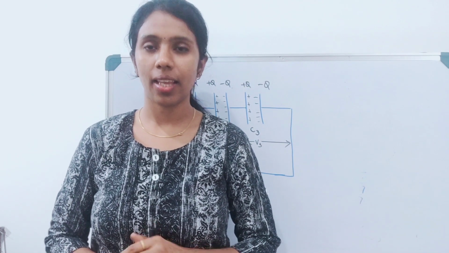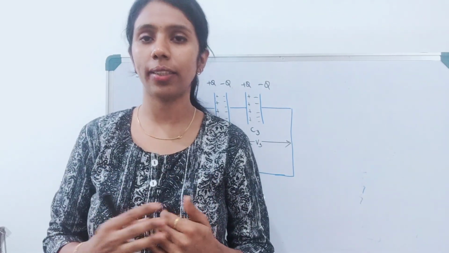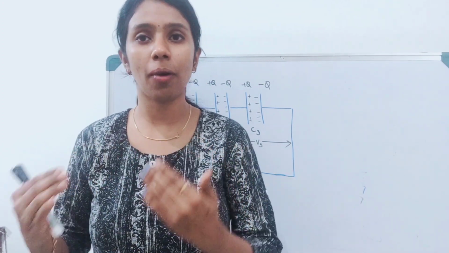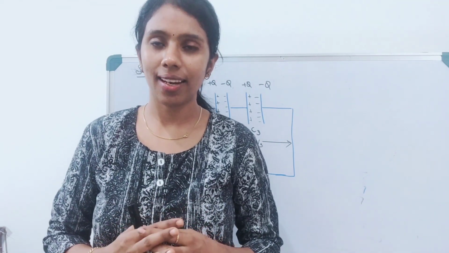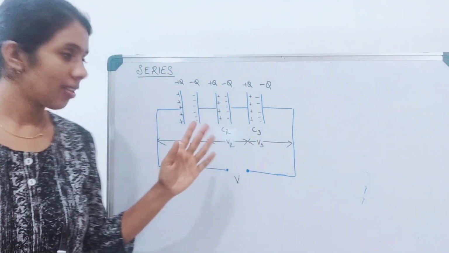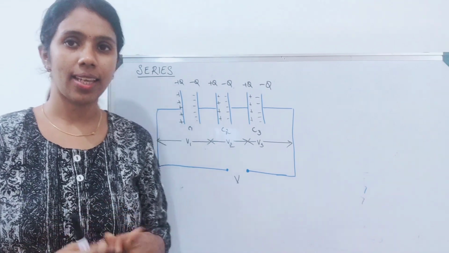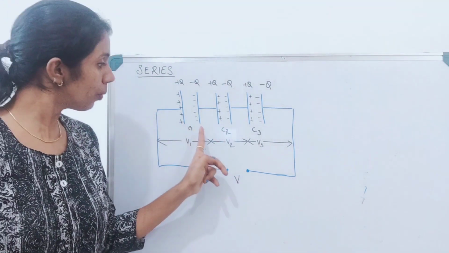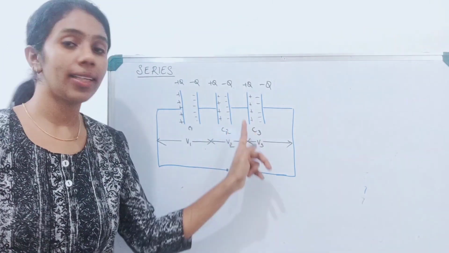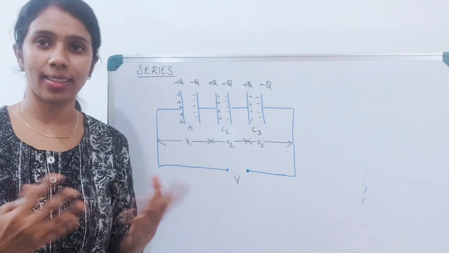Capacitors in series. When the negative plate of the first capacitor is connected to the positive plate of the second capacitor, and again the negative plate of the second capacitor is connected to the positive plate of the third capacitor, then the capacitors are said to be in series combination. In this figure, C1, C2, C3, three capacitors are connected in series. It is clear from the figure that negative of C1 is connected to the positive of C2. Again, negative of C2 is connected to the positive of C3. Thus, you can say that C1, C2 and C3 are connected in series.